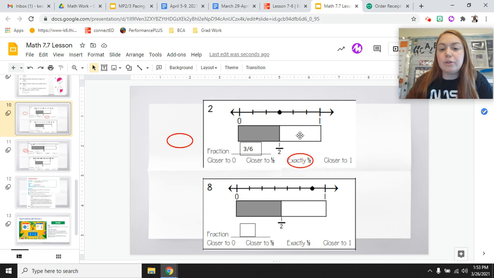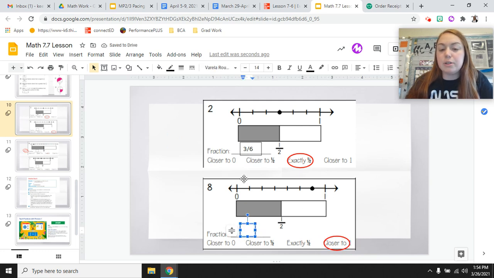Now, I know the fraction strip down here might be a little confusing, but this is just showing you halfway. That's to help you with this bottom part, okay? So let's try it again. So let's look here. You could even look at this part first. So 1/2 is right here, 0 is here, 1's here. Is it closer to 0, closer to 1/2, exactly 1/2, or closer to 1? Look at where the dot falls on the number line. This one we would say is closer to 1 because it's almost there.